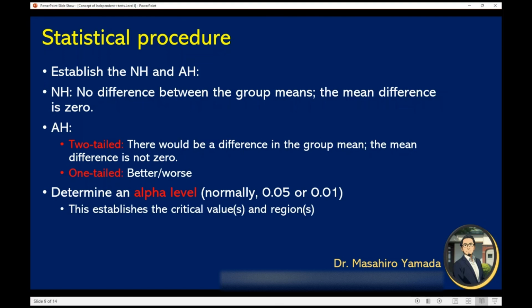After you establish the null hypothesis and the alternative hypothesis, the next step is to determine an alpha level. This establishes the critical value and the critical region with the degrees of freedom. The degrees of freedom for the independent t-test is N minus 2. The N is a capital N, therefore the total sample size. If you have 40 people and 20 people are allocated into group 1 and the other 20 people are allocated into group 2, the capital N will be 20 plus 20, 40. So in this example, 40 minus 2 is 38.